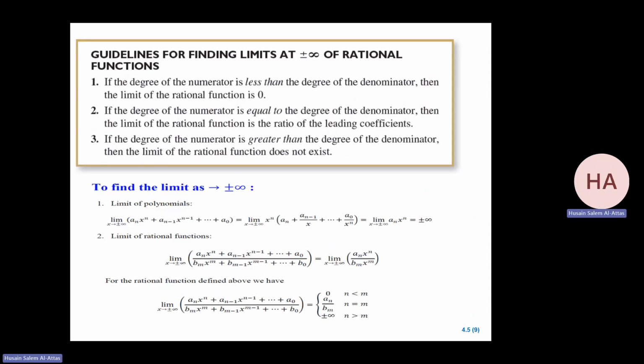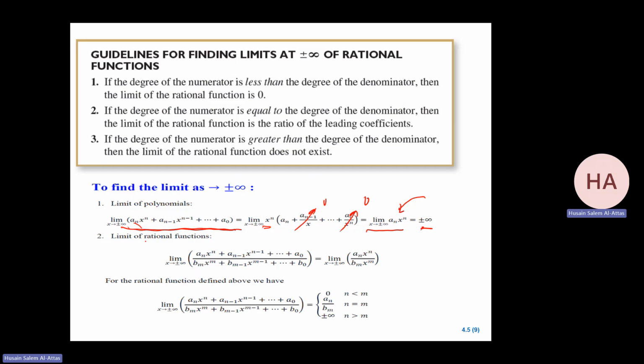Other functions. Polynomial, what's good about polynomials? The control will be with the highest power. If I take x to the power n as a common factor, then all of the other terms will go to 0. So the main idea in this limit is the same as this limit. So the control will be with the highest power, taken with its coefficient. And the answer will be plus or minus infinity.